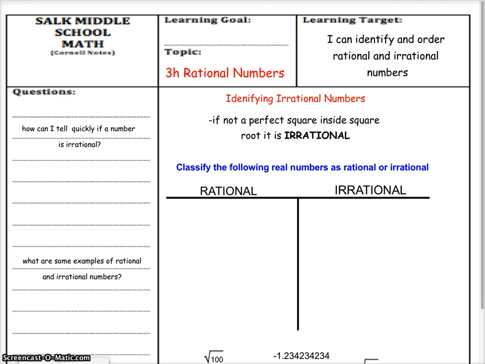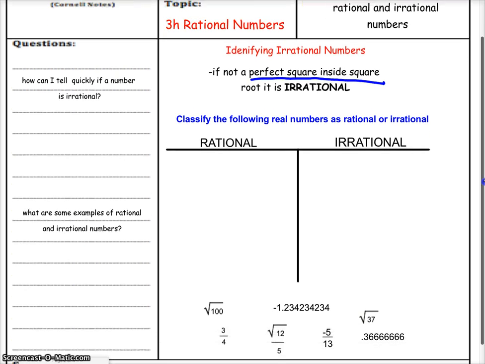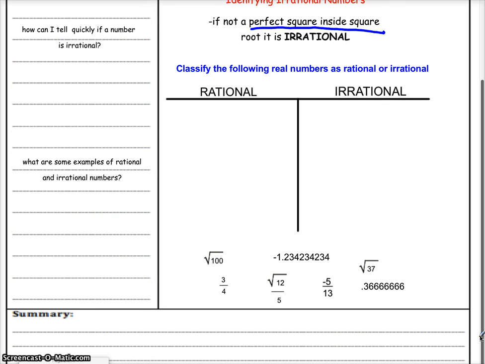Let's try to identify. Remember, irrational: if it's not a perfect square inside the square root. So we're going to classify the following. The square root of 100. Do you think that's rational or irrational? Rational. Yep, that's rational because it's a perfect square root. Feel free to use your chart to help you.